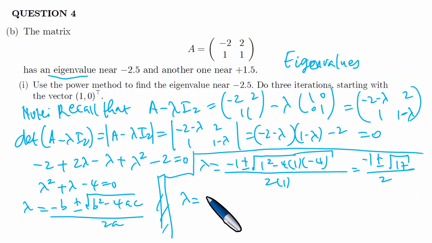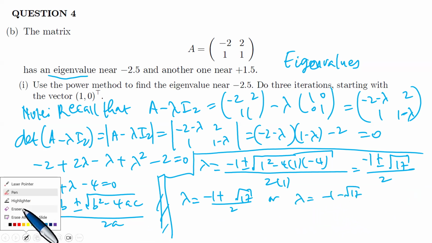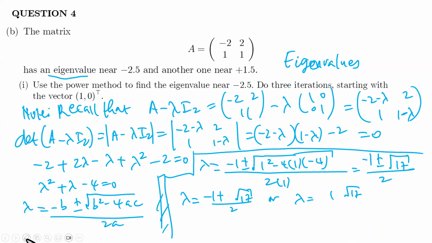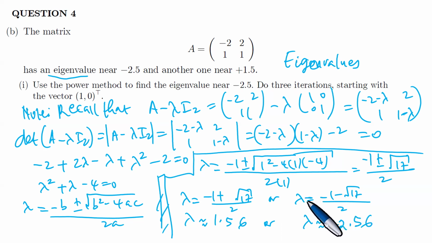Lambda, if you do this, then you find 2 values. Minus 1 plus the square root of 17 over 2, or lambda equals minus 1 minus the square root of 17 over 2. Using a calculator, you'd get 1.56 here, and here you'd get minus 2.56. In which case, therefore, you're going to see that indeed these eigenvalues that were given were correct, the minus 2.56 and that.